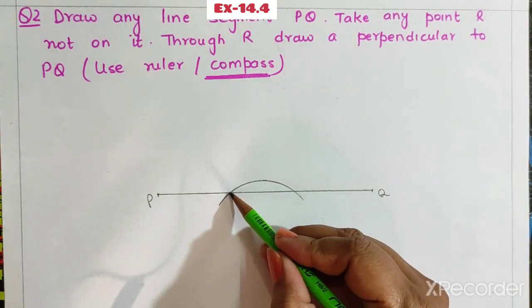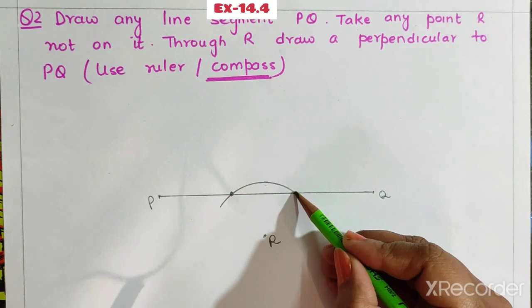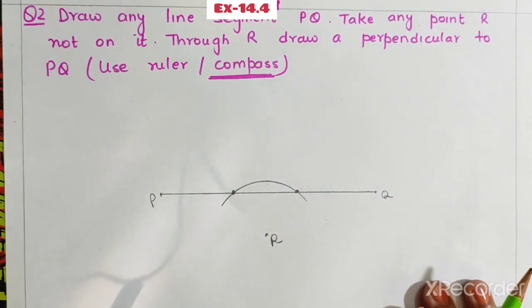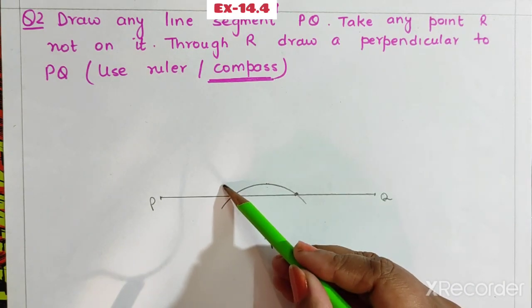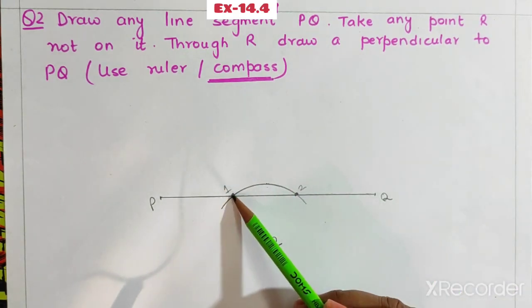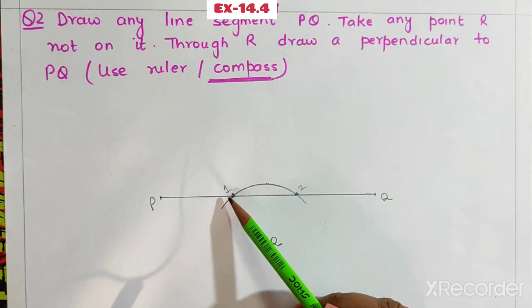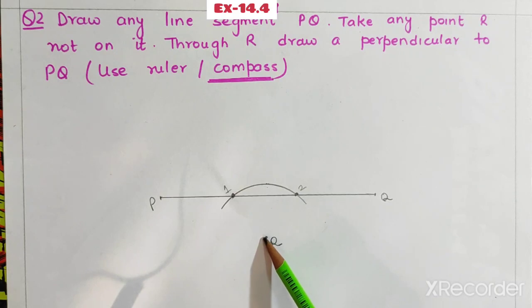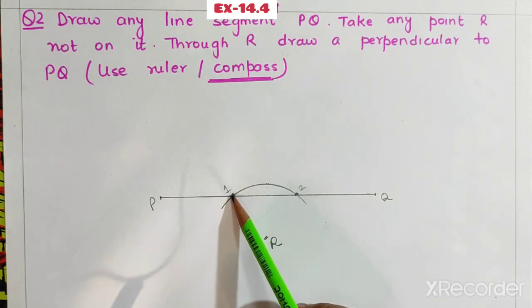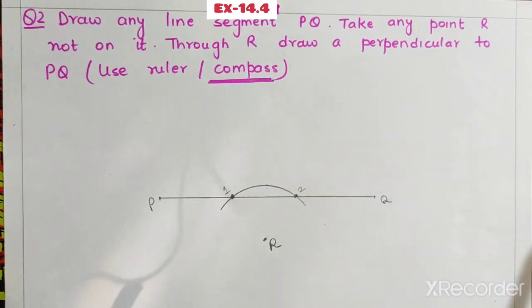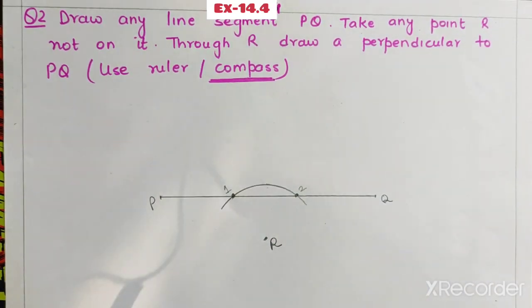Just check, these are the 2 points. I am giving them the names 1 and 2, students, but you need not give them. I am giving them for your convenience only. This is our point number 1. This is the point where the arc drawn from point R has cut the line segment PQ, and this is the other point. So these are the 2 points where the arc cuts the line segment PQ.